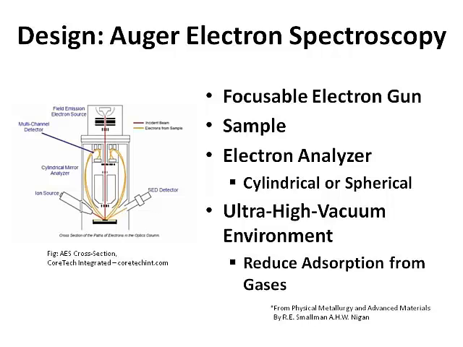AES may also use a spherical electron analyzer, not as depicted in the image. This process takes place in an ultra-high vacuum environment in order to reduce adsorption of gases onto the surface of the sample, which would alter the readings.